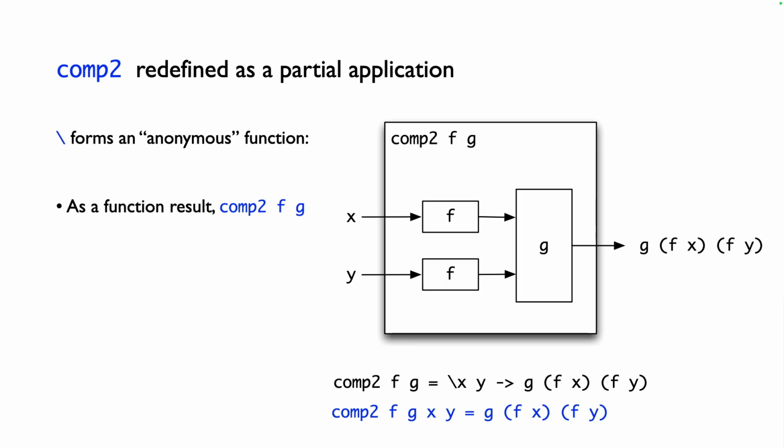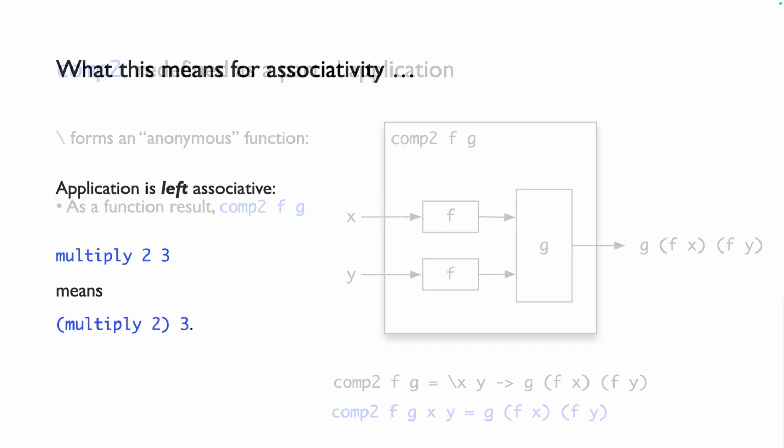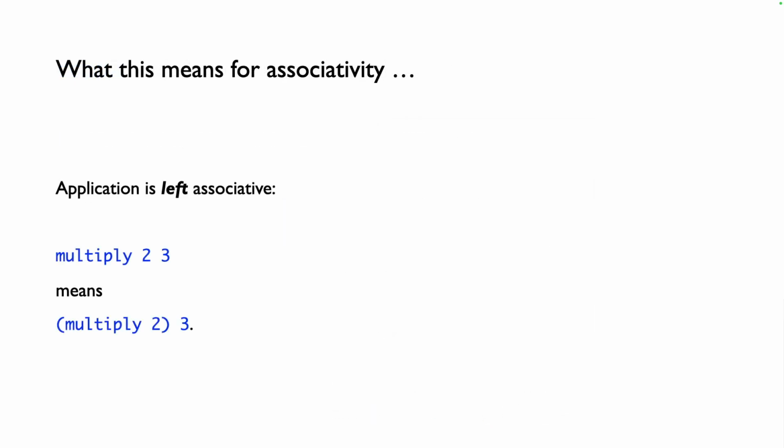Now, this has some impact on associativity. If we write an application multiply 2 3, that means first apply multiply to 2 and then apply the result to 3. So that means application is what's called left associative. When you've got a choice, you always bracket to the left.